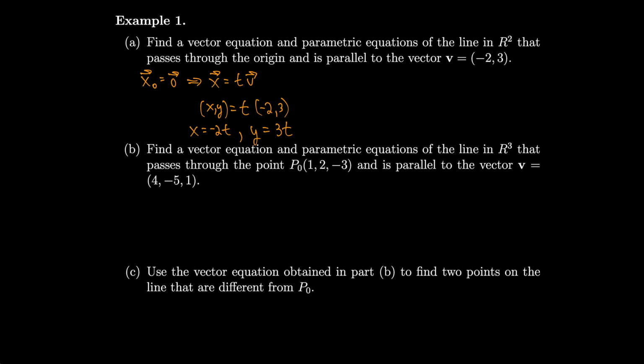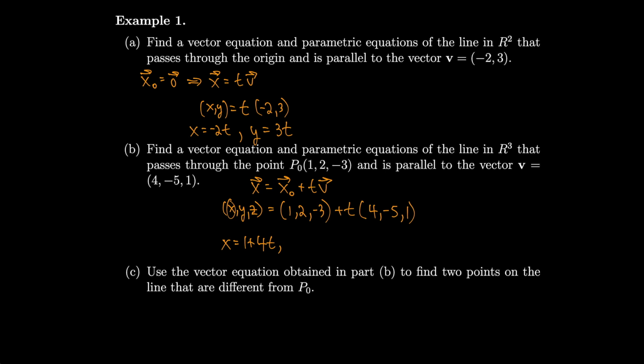How about we find a vector equation and parametric equations of the line in R3 that passes through the point P0 and is parallel to the vector v. So again, we'll write x equals x0 plus tv. And we've got (x, y, z) equal to, we were starting with the point P0 this time, so not the origin, so we'll just throw that in, (1, 2, minus 3). We'll add that to tv, so that's plus t times (4, minus 5, 1), and multiplying out the t, we can get parametric equations. x equals 1 plus 4t, y equals 2 minus 5t, and z equals minus 3 plus t.